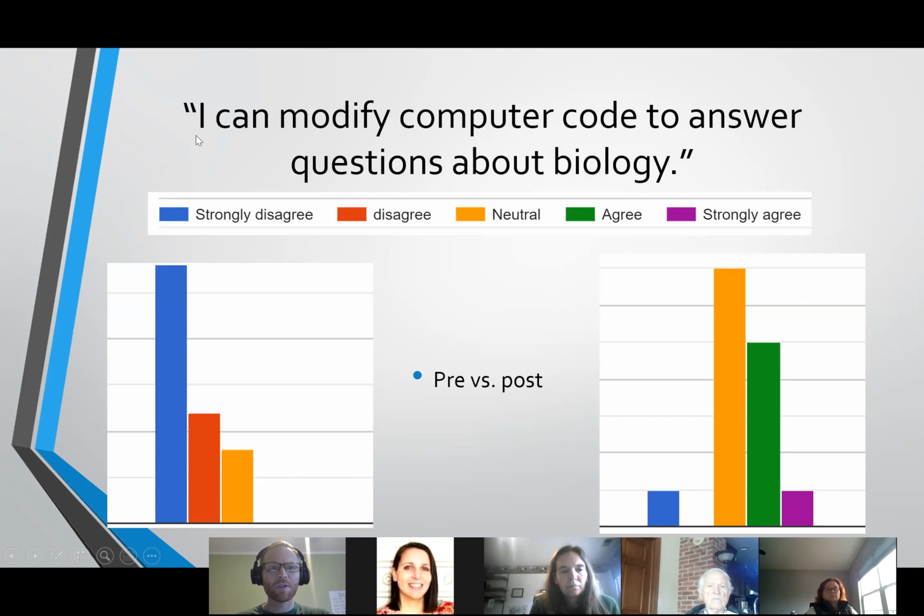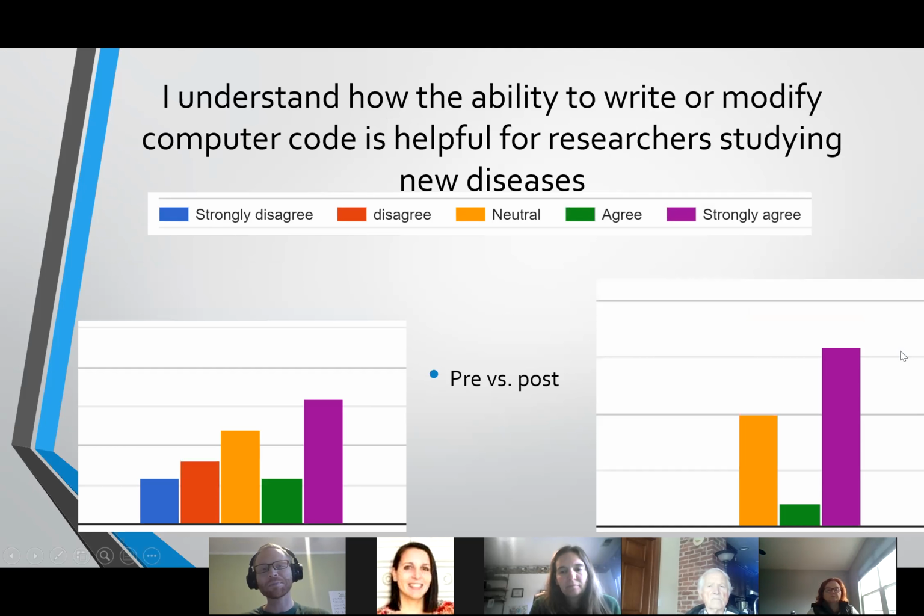And then as far as confidence goes, "I can modify computer code to answer questions about biology." At the beginning, nobody really could. Two or three students said, yeah, maybe I can. Towards the end, a majority said maybe I can, but also a near majority said yes, they could in some way. So there was a holdout who maybe crashed and burned on the project, but most people had definite signs of growth in their confidence about coding.